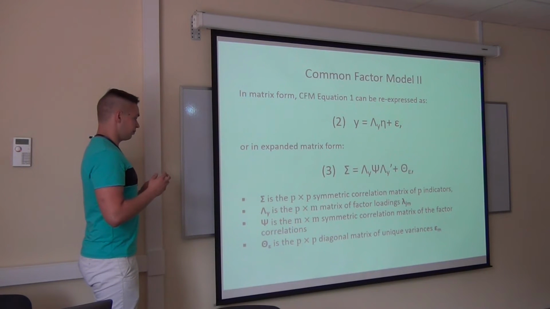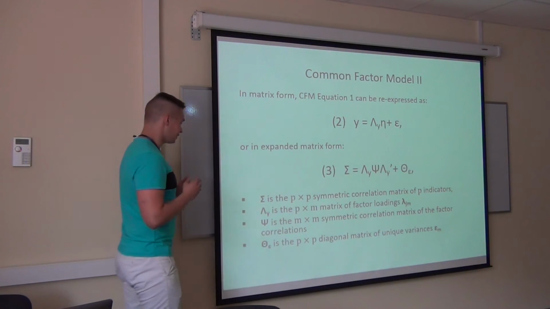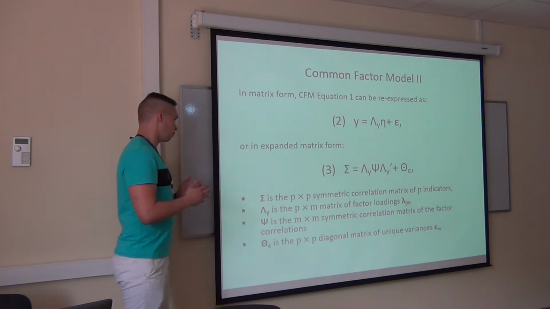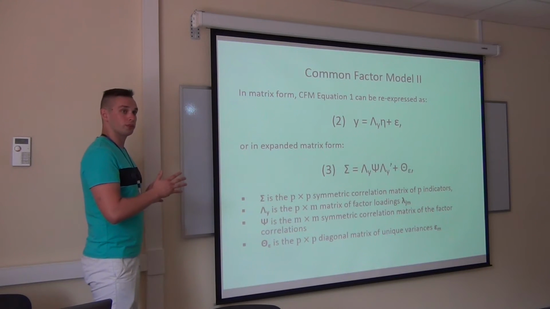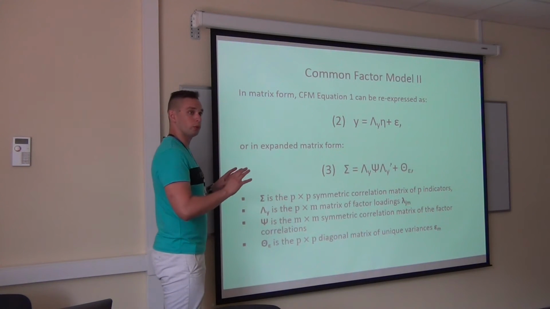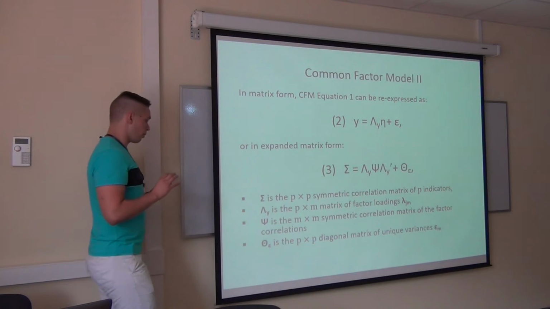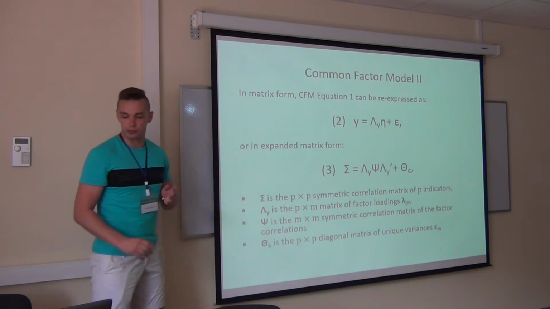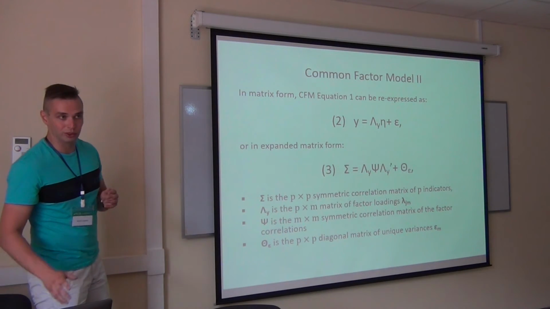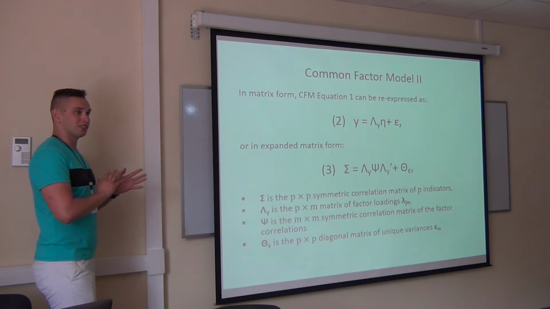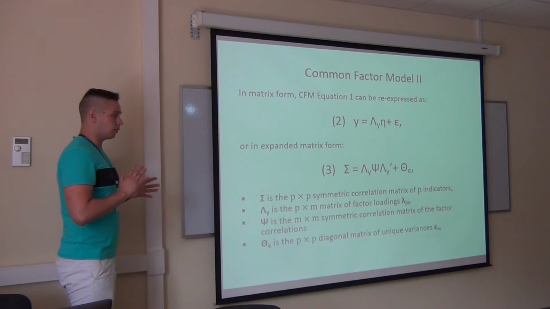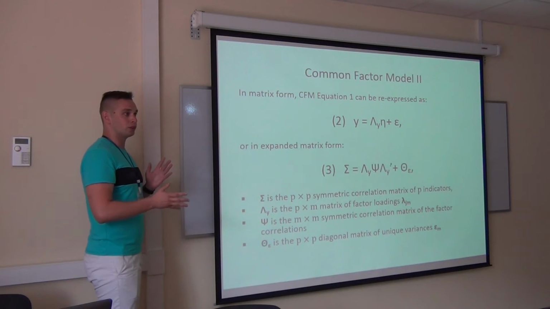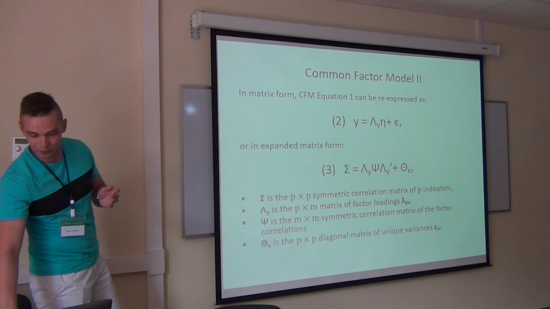In English they say psi, Psi is an m by m symmetric correlation matrix of the latent variables. They can also, in general, correlate between each other. And finally, theta is a p by p diagonal matrix of error terms, so unique variances in the model. Actually, it's not necessary to understand the basic principle of latent variable modeling, but Ken Bollen said to me that he's going to use some matrix algebra, so I present it for you.